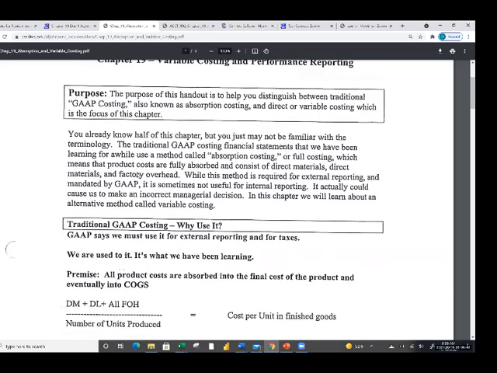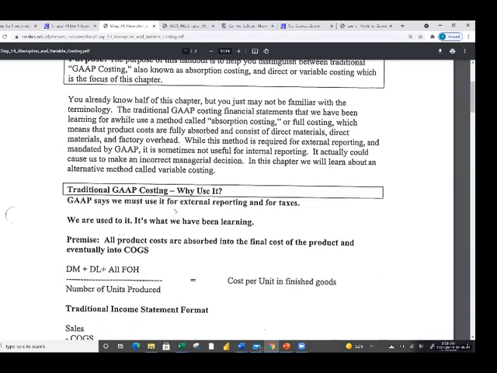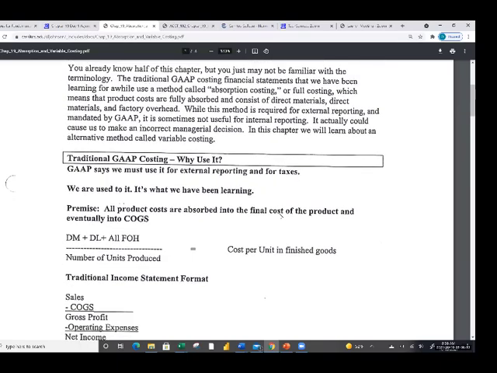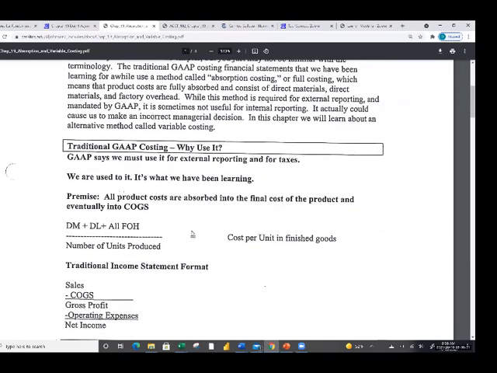You're going to see that. So the first costing model, the traditional GAAP costing or the absorption costing, is what you already know. So GAAP says we have to use it for external reporting and we have to use it for IRS purposes. It's what we're familiar with. It's what we've been doing.